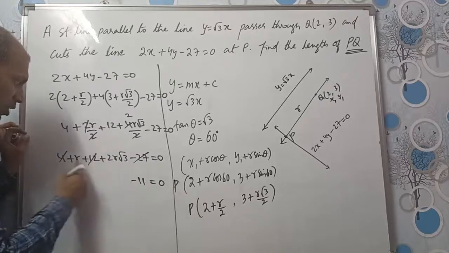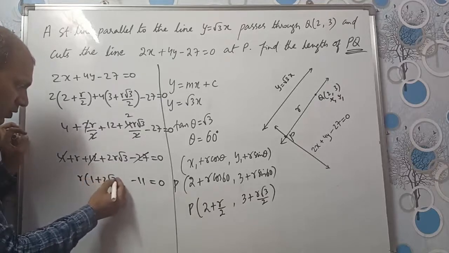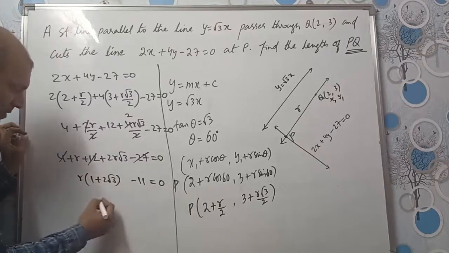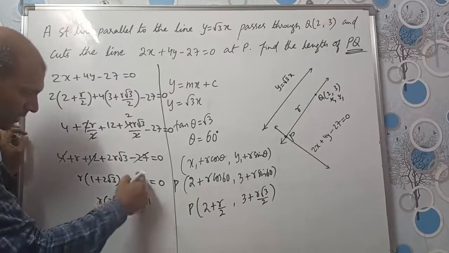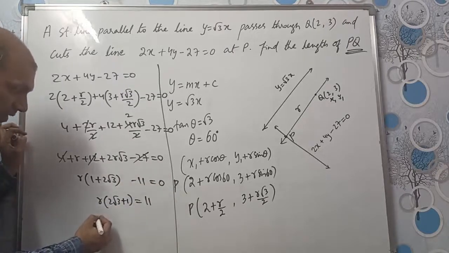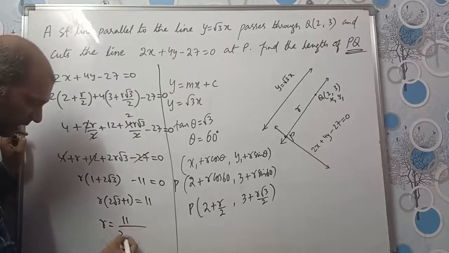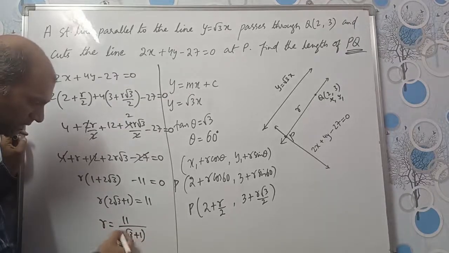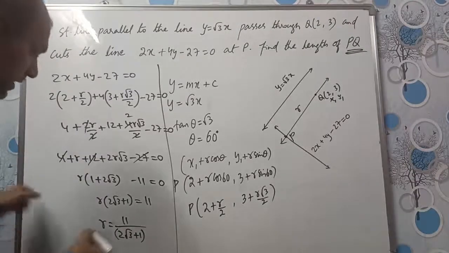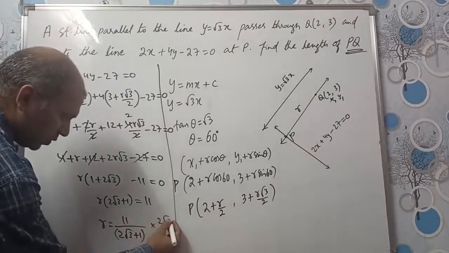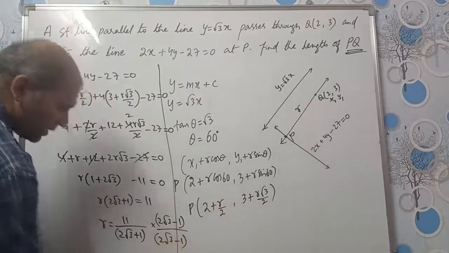If you take r common from these two terms, this will be r times (1 plus 2 root 3). Or we can write r(2 root 3 plus 1) is equal to 11. This 11 goes on the other side. We should find the value of r. So r is 11 divided by (2 root 3 plus 1). Okay. We can rationalize and write it. The rationalizing factor will be 2 root 3 minus 1.